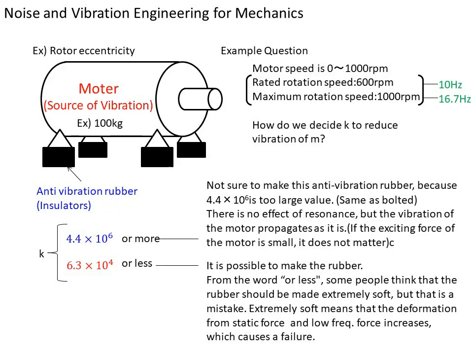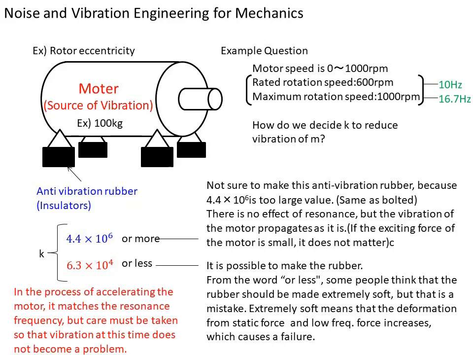This slide shows 6.3 times 10 to the power of 4 or less, so from the words "or less", some people think anti-vibration rubber should be extremely soft to make a small spring K. However, it is a bad solution, because it causes a failure by large deformation from static force and low frequency force. Finally, the engineer should decide which range of frequency is suitable for the motor.